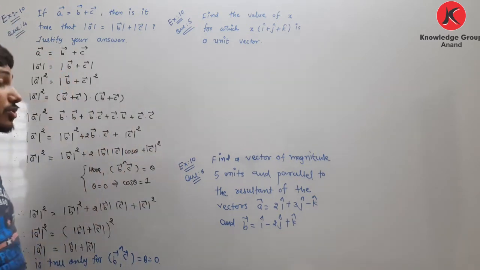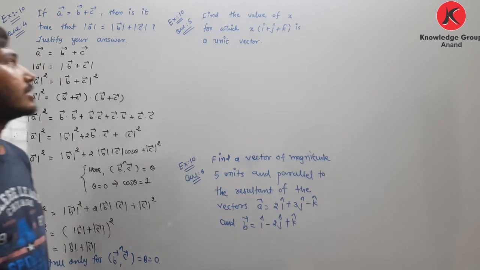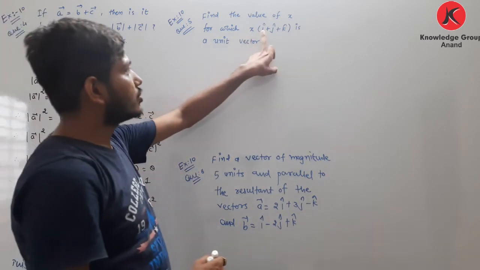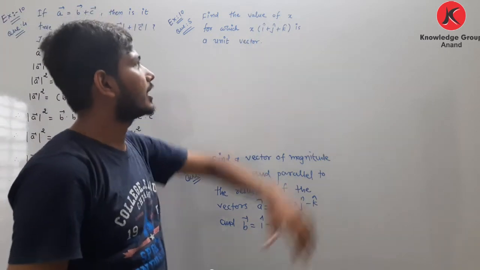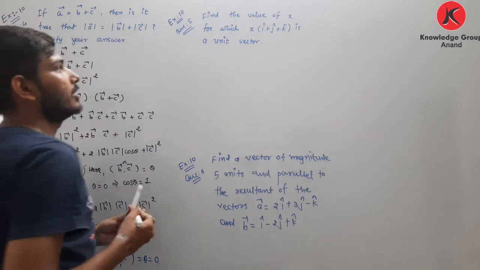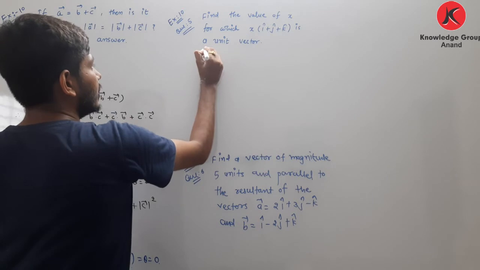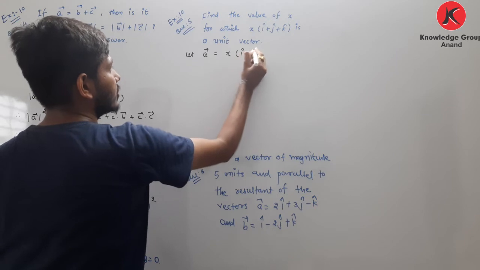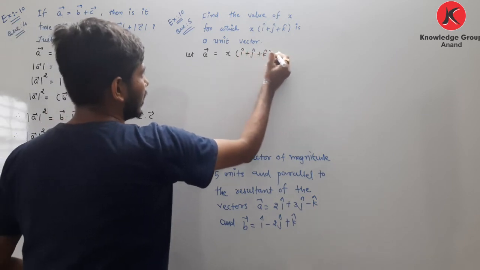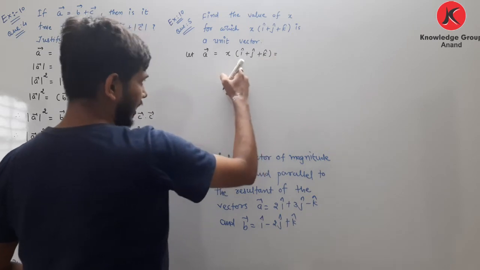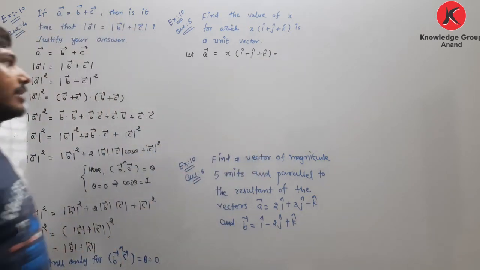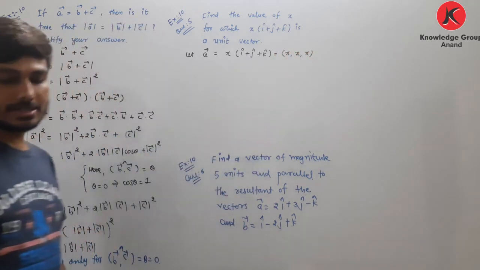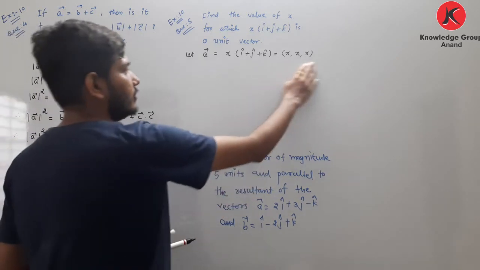Now see the next question, which is quite an easy question. Exercise 10, question number 5. Find the value of x for which x times (i cap plus j cap plus k cap) is a unit vector. Suppose I am taking this vector as vector A. Let vector A equal x times (i cap plus j cap plus k cap). We can write this vector as x i cap plus x j cap plus x k cap. That means I can write it as (x, x, x) in the form of coordinates.